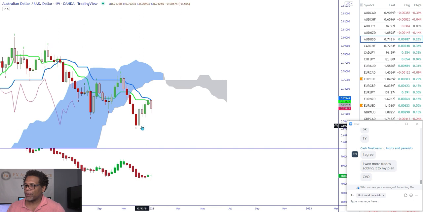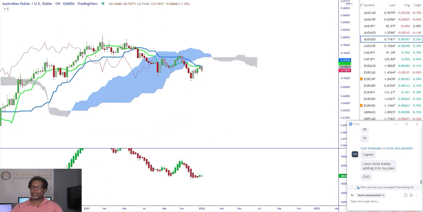If the cloud gets wider, then we're probably finding a bottom here. And if we did come back here, it'd be a double bottom. But I think we're going to see the market drop even lower. So let's mark this low. I think we're going to at least go to this level.